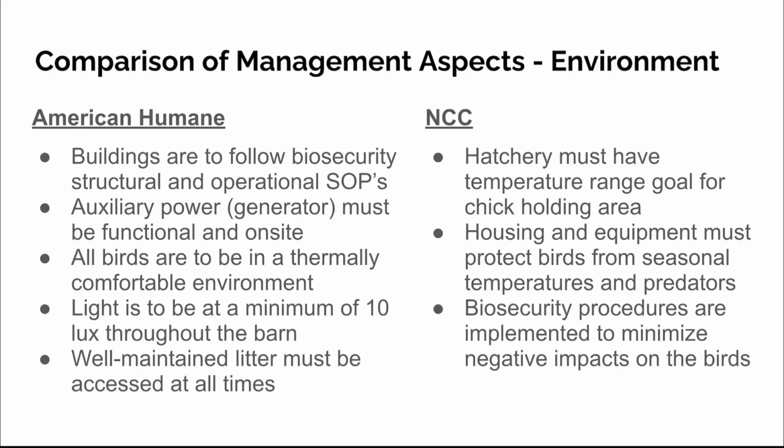To compare, we have the National Chicken Council. The hatchery must have a temperature range goal for the chick holding area. Housing and equipment must protect birds from seasonal temperatures and predators. And biosecurity procedures are implemented to minimize negative impacts on birds, like diseases that can harm the flock.